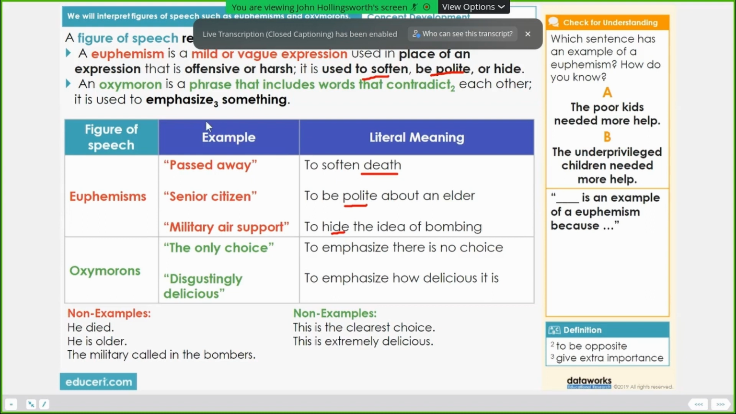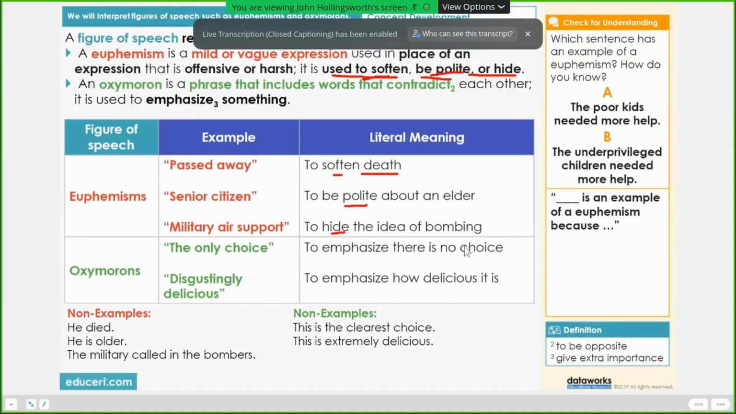So just time out for a second. If you look at this, do you see the words that are in your definition? Those are the words you're bringing out right here: soften, polite, or hide. We're trying to bring out those ideas. So the written definition, and these are the examples of generally the three types and examples to read.